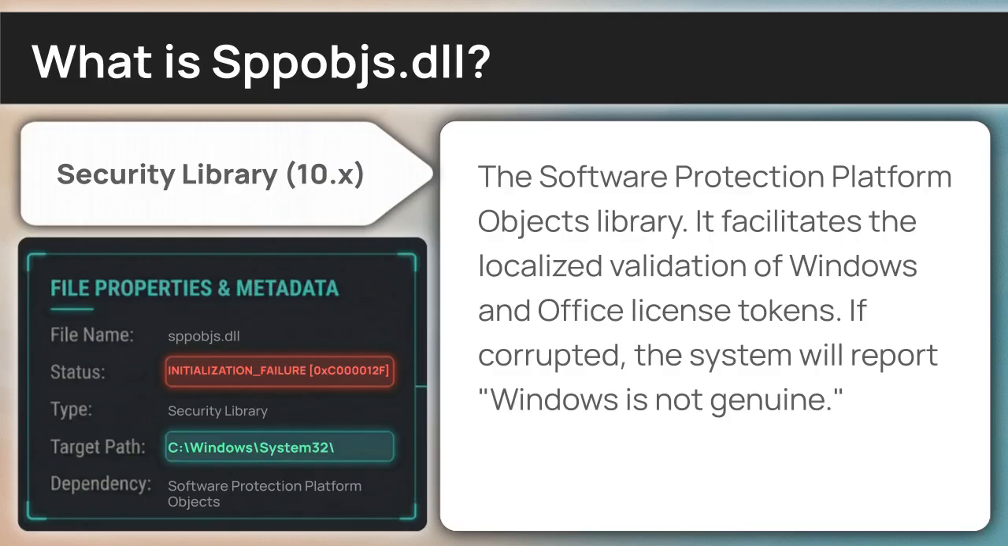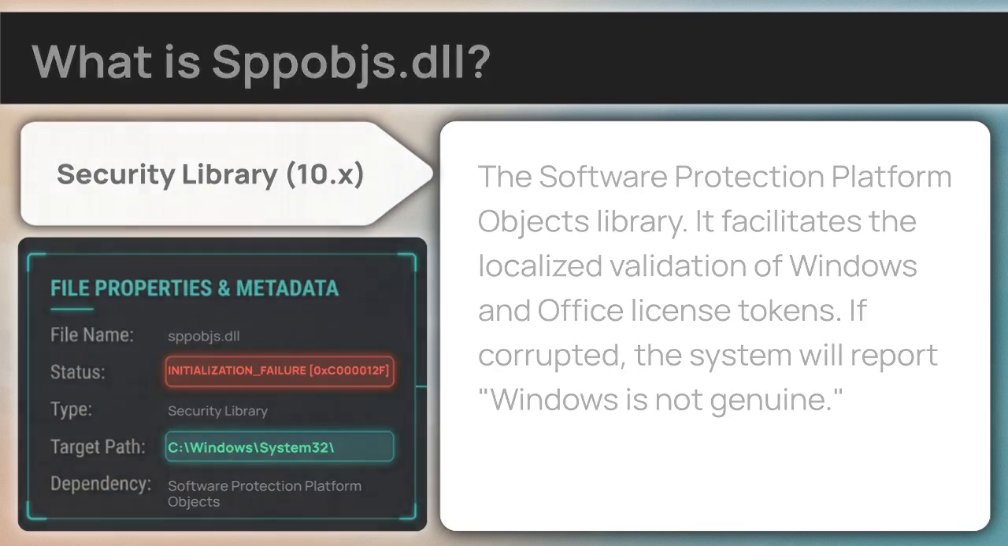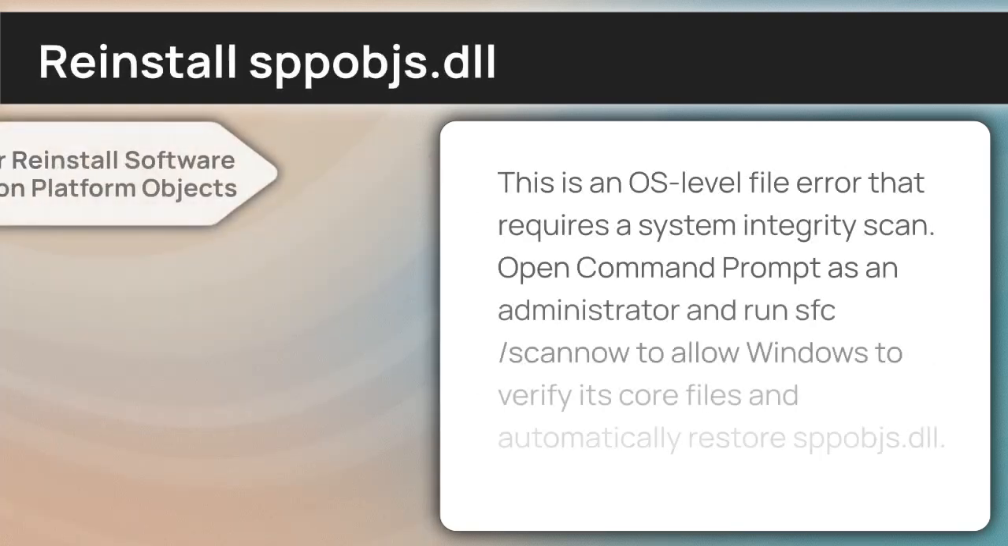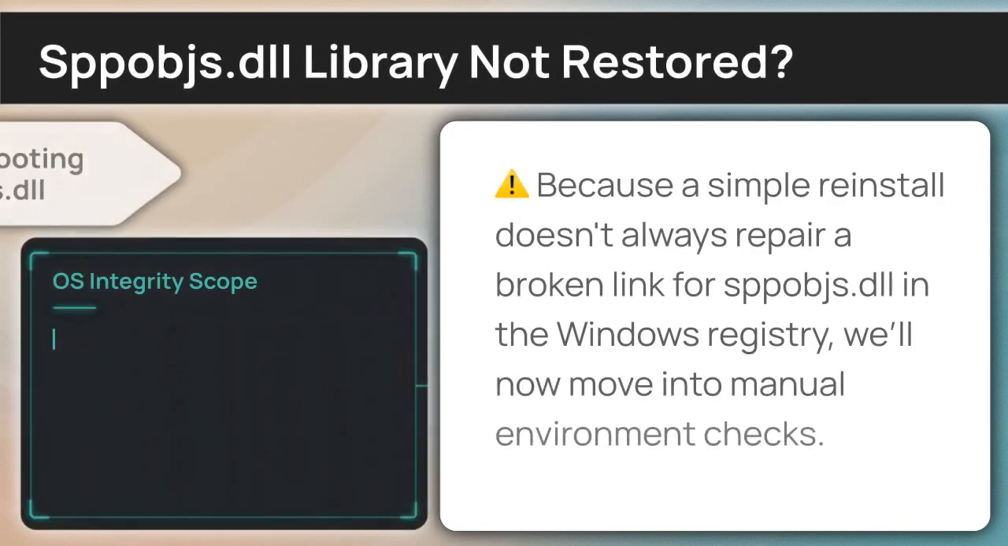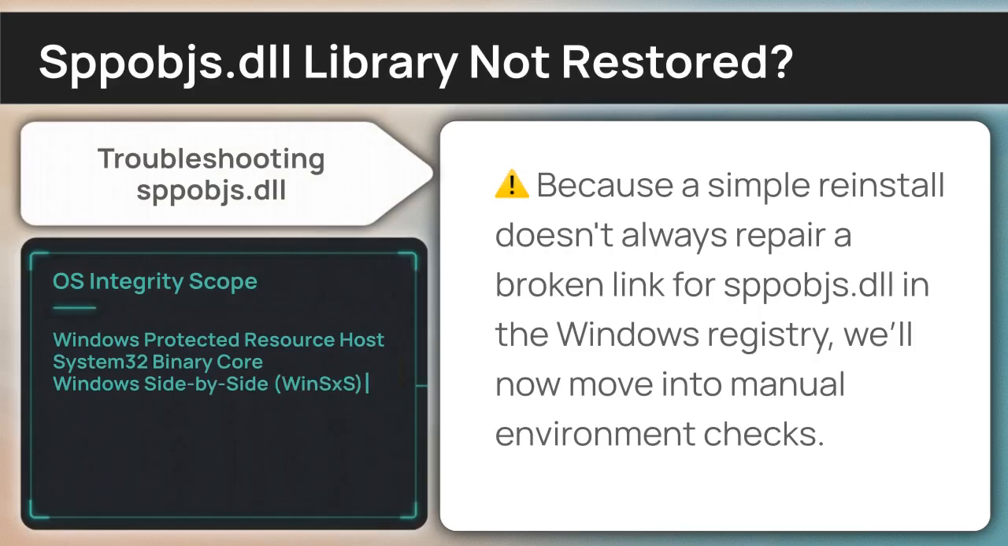Now let's apply the fix by reinstalling the shared system library. This is an OS-level file error that requires a system integrity scan. Open command prompt as an administrator and run sfc /scannow to allow Windows to verify its core files and automatically restore Sppobjs Library DLL.